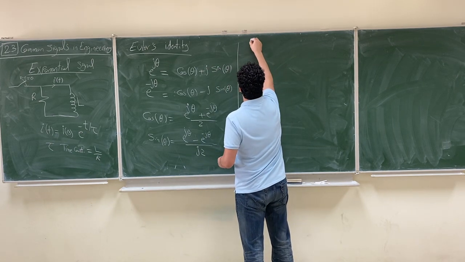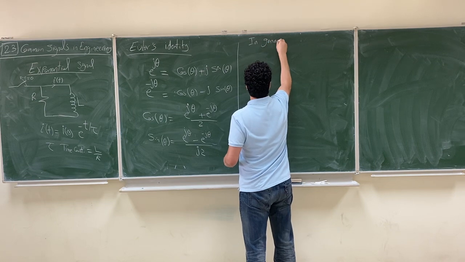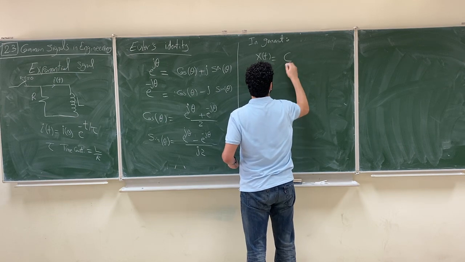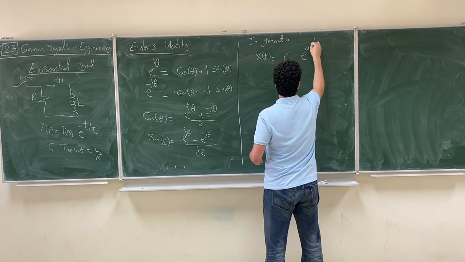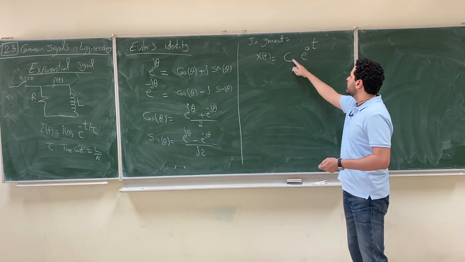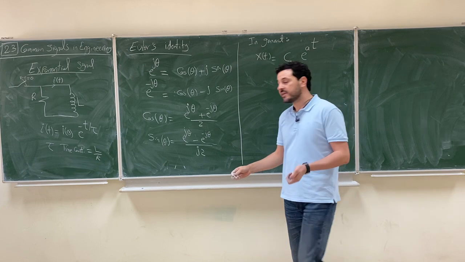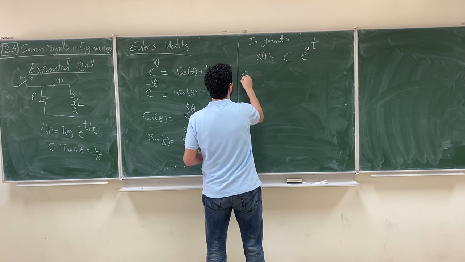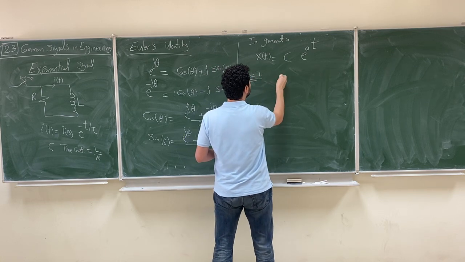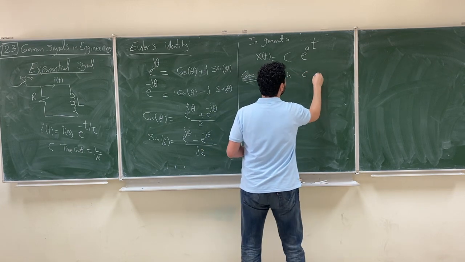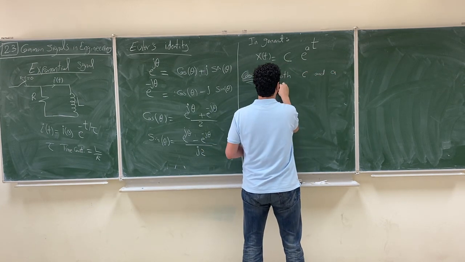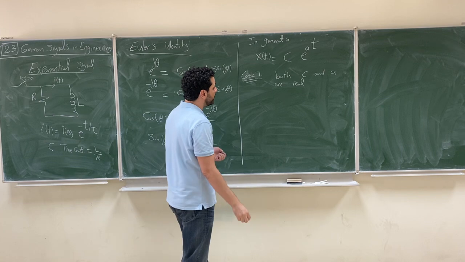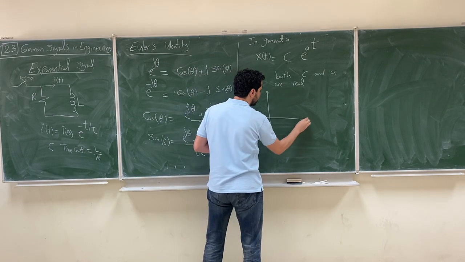In general, the exponential function can be written as some constant c times exponential of another constant a multiplied by t. These constants can be real or can be complex. Let's take the first case, case one, where both c and a are real. So if both c and a are real, then you can plot this exponential function like this.